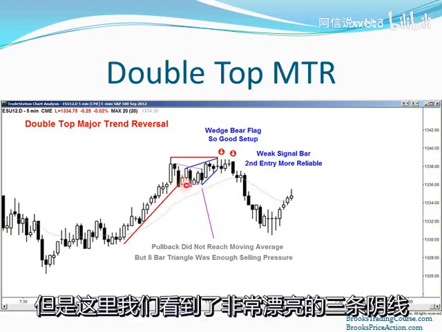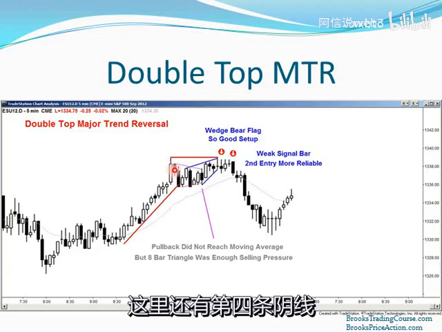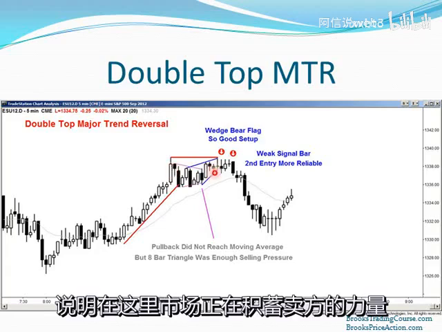But here we have three pretty good bear bars, and then there was a fourth bear bar here, and we have two other bear bars here. So we're accumulating selling pressure.